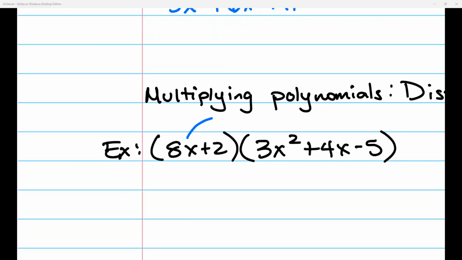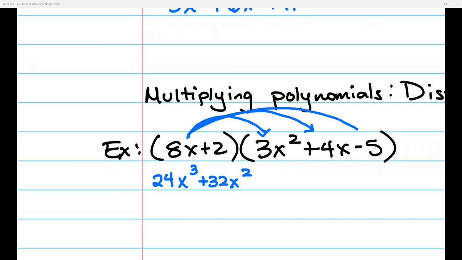So I'm going to distribute the 8x times 3x squared. 8 times 3 is 24. X times x squared is x to the third power. Am I done distributing the 8x? Heck no, so I'm going to keep doing it. 8x times 4x. 8 times 4 is a positive 32. X times x is x squared. Am I done distributing the 8x? Almost. I'm going to distribute it one more time. So 8x times negative 5. 8 times negative 5 is negative 40, and I bring along the x for the ride. Am I done distributing the 8x? Yes. Am I done distributing?